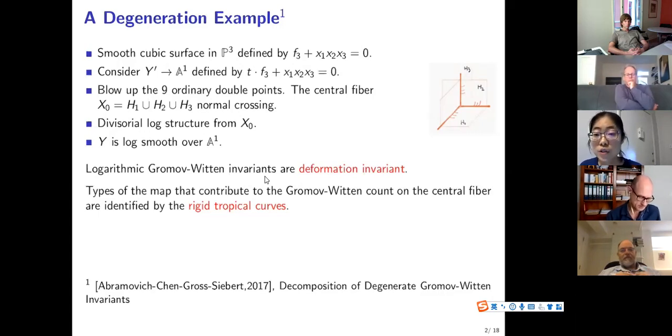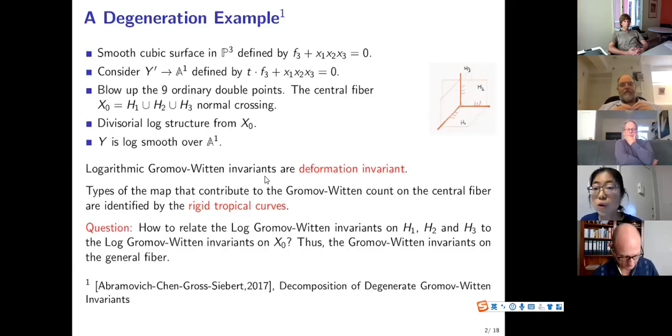So a natural next question is that, after we know what kind of types of maps we are looking at, we try to relate the log Gromov-Witten invariants on each component of the central fiber with the log Gromov-Witten invariants on the entire central fiber. Therefore, it will give us the Gromov-Witten invariants on the general fiber. So this is the question that I'm trying to give an answer to. And in general, I'm trying to give an answer in the situation where the gluing strata is a toric variety.